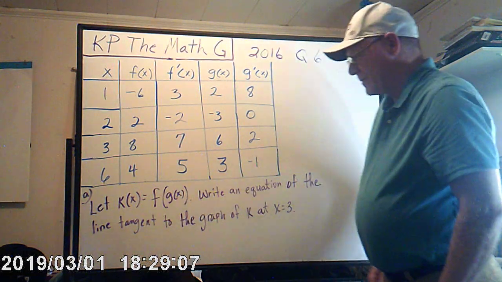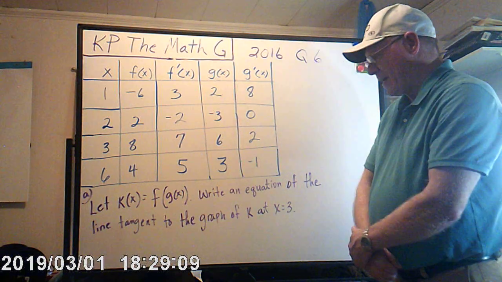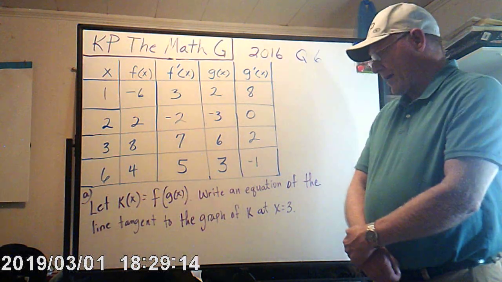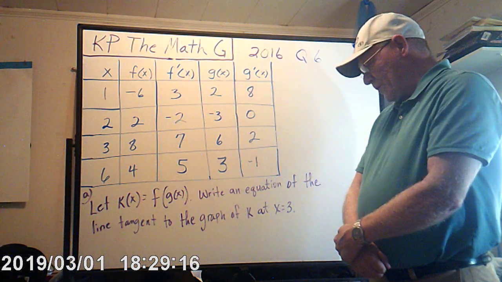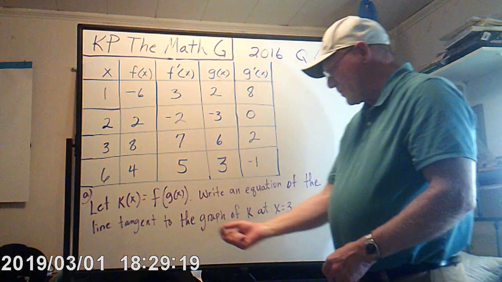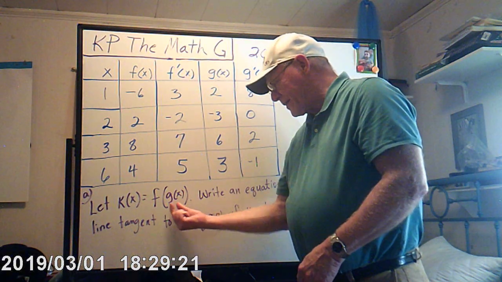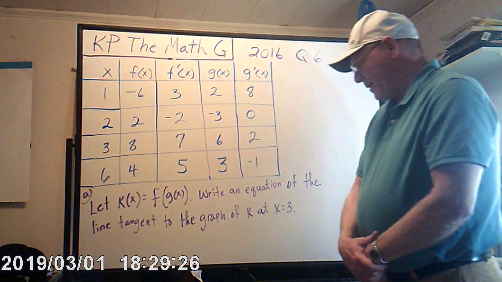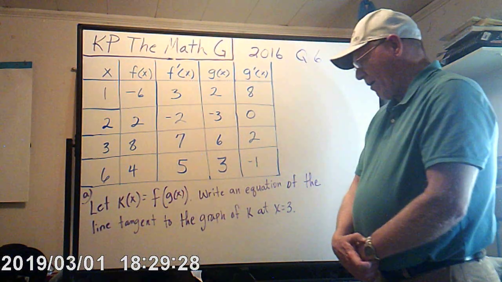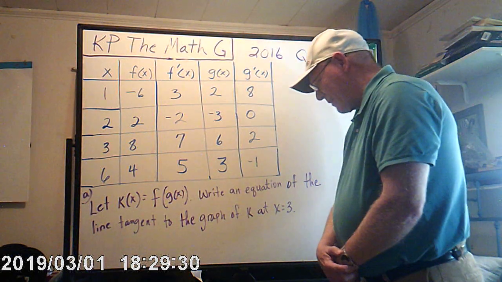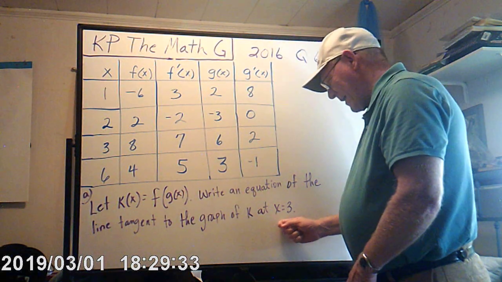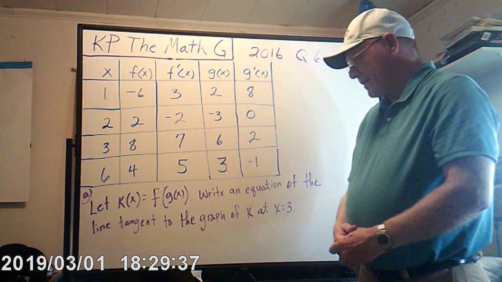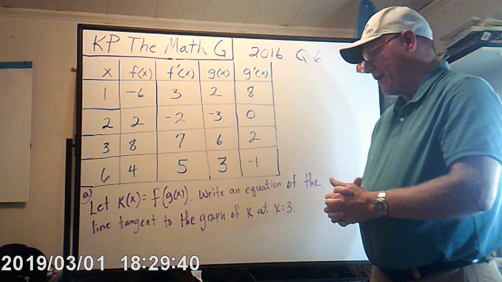let's look at the problem. Let k at x be equal to f at g at x. So in this particular case, we've got a composite function. Write an equation of the line tangent to the graph of k at x equals 3. So we know what x we're choosing, and then from there we'll see what we can come up with.